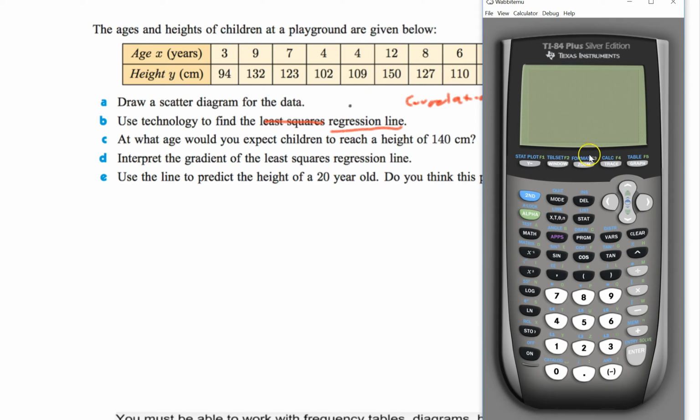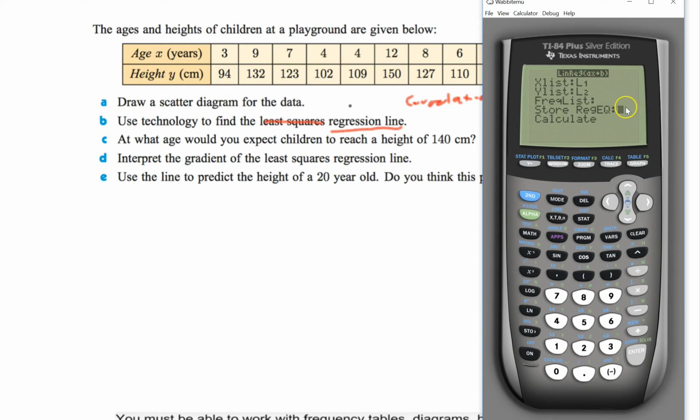Now if we want to find a correlation coefficient, all we have to do is go to stat, go over to calculate, and there are all these regressions. In this case, for IB, we're going to work with the linear regression. It looks like that if you're updated: L1, L2, frequency list. Now I have to watch out. In this case, we don't have a frequency list. You only put that in if it actually says frequency. So we're going to leave it at that.